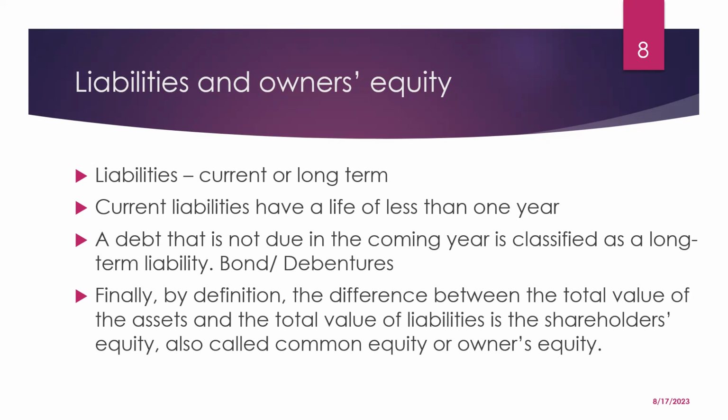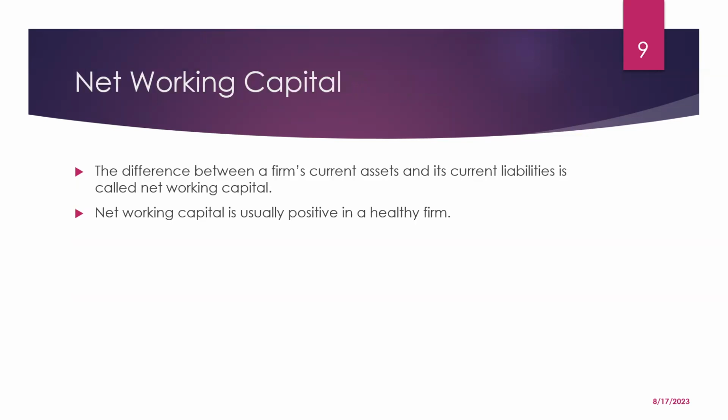And finally, by definition, the difference between the total value of assets and the total value of liabilities is the shareholders' equity, also called common equity or owner's equity. And the next one is the net working capital. The net working capital is the difference between a firm's current assets and its current liabilities. So if you want to find the total owner's equity, you have to deduct the total liabilities from the total assets.